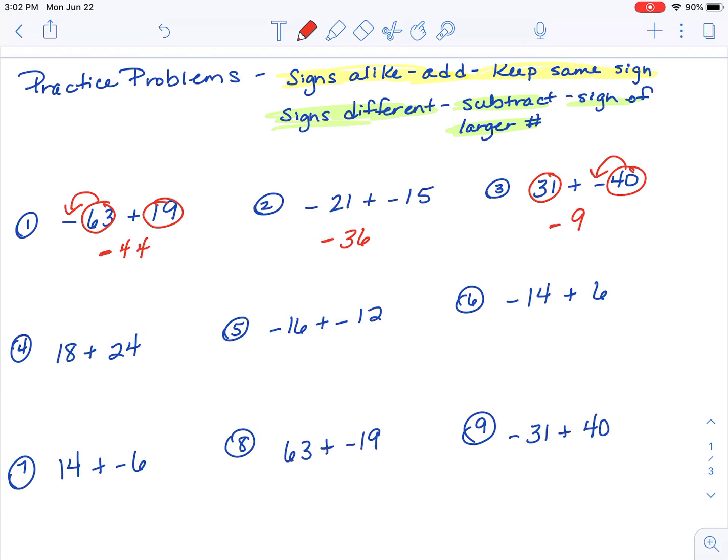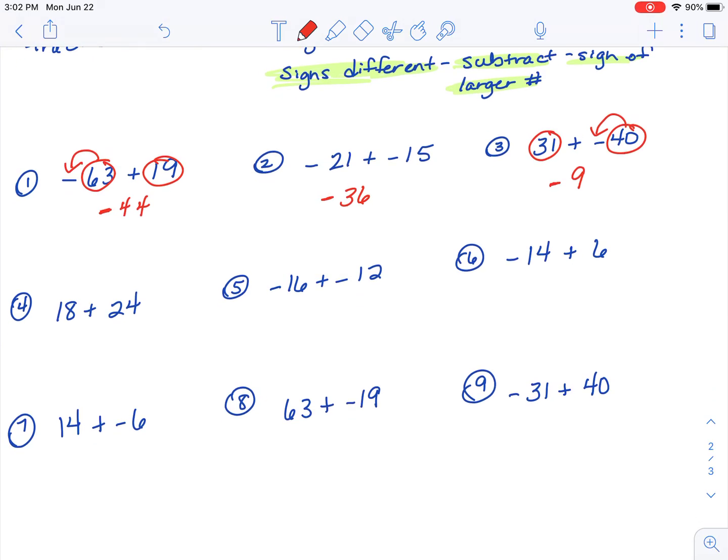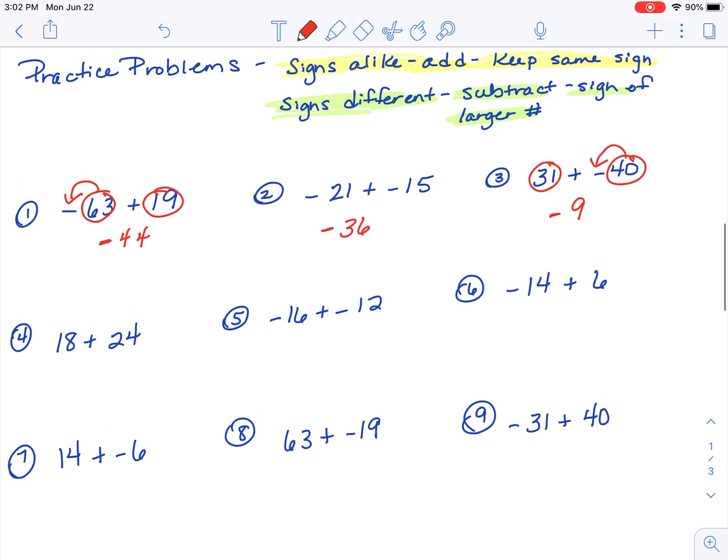Number 4, 18's positive, 24's positive, so signs are alike, so I add. And that gives me 42. They're both positive, so my answer is a positive 42. Number 5, my signs are alike, so I add and keep the same sign, negative 28.